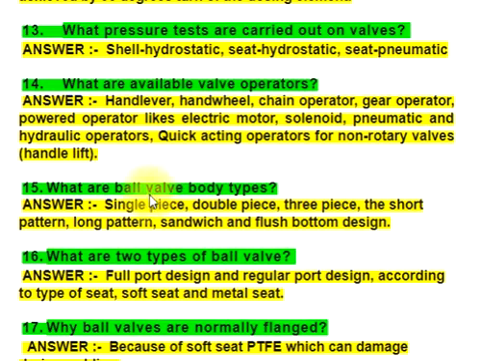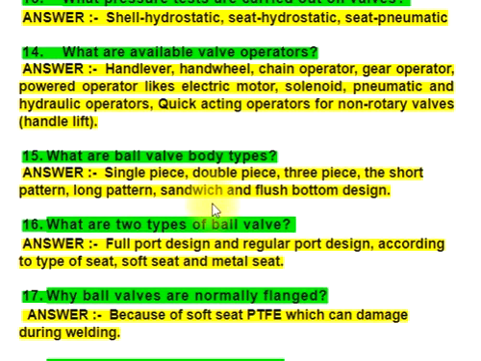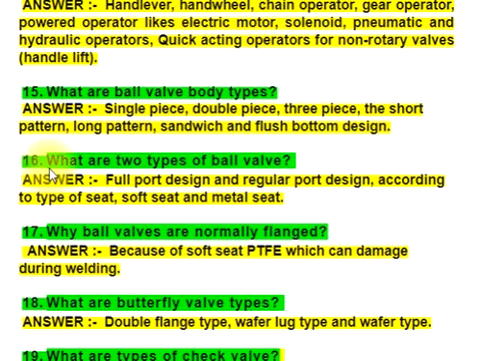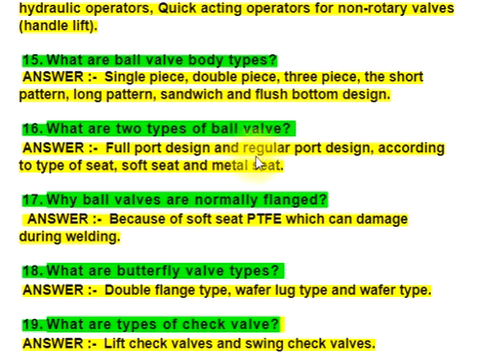15. What are ball valve body types? Answer: single piece, double piece, three piece, the short pattern, long pattern, sandwich and flush bottom design. 16. What are two types of ball valve? Answer: full port design and regular port design, according to type of seat, soft seat and metal seat.